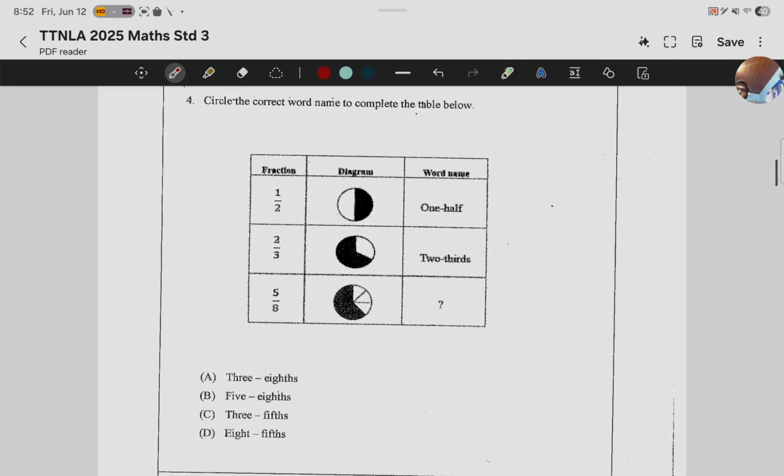Number 4, circle the correct word name to complete the table below. So we have 5/8. Good.